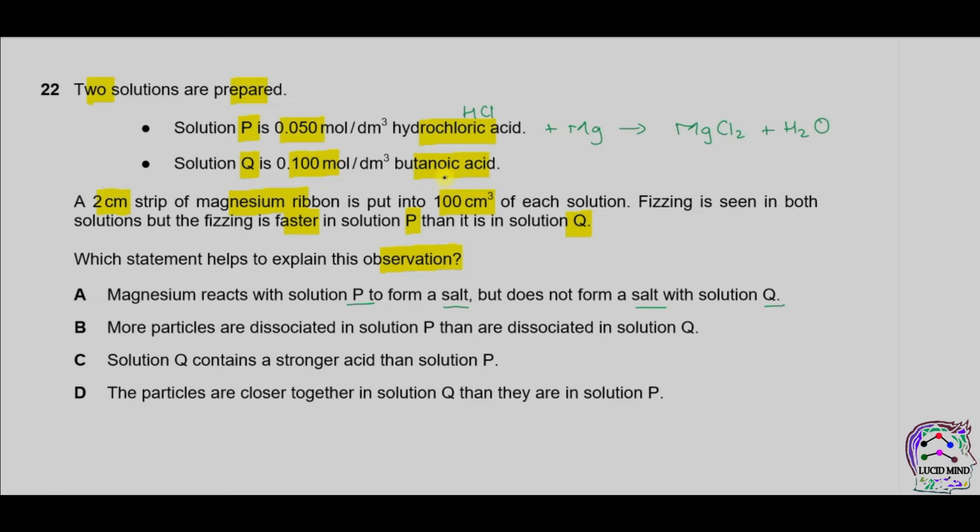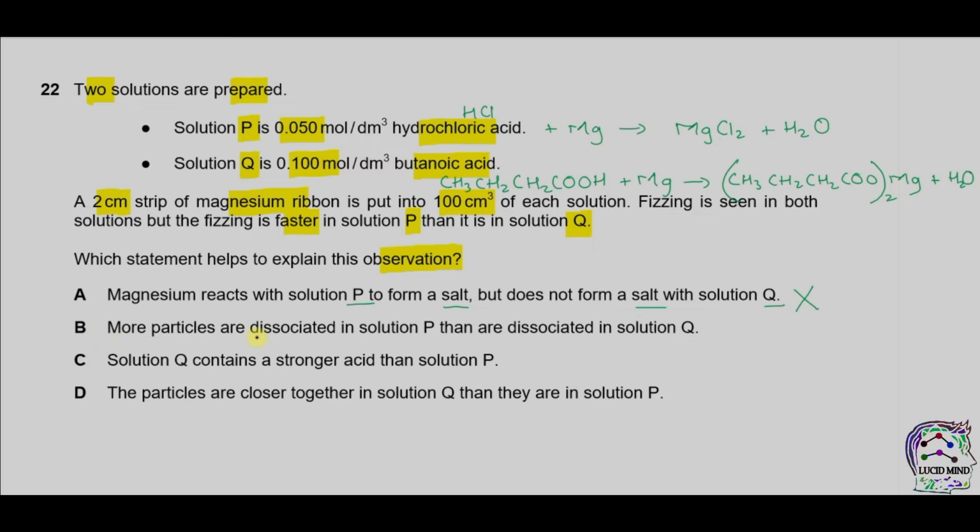Similarly, butanoic acid is CH3CH2CH2COOH. It can also react with magnesium as it is an acid to form a salt. So the salt will be (CH3CH2CH2COO)2Mg. So it is magnesium butanoate along with H2. Now in both reactions a salt is formed, so therefore option A is wrong.